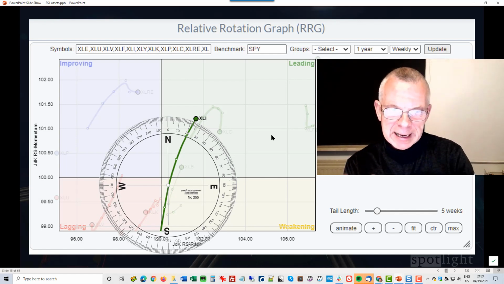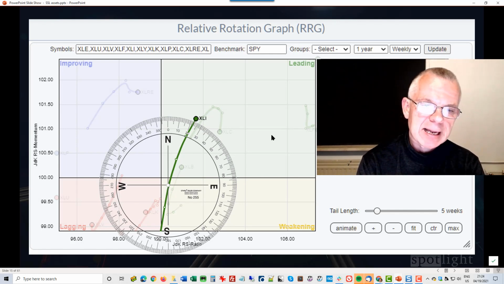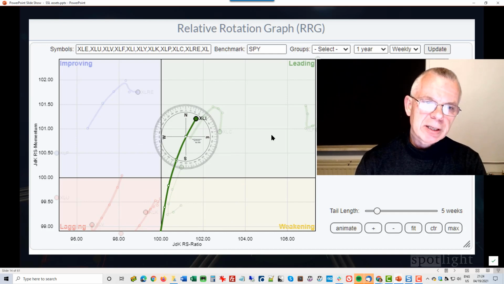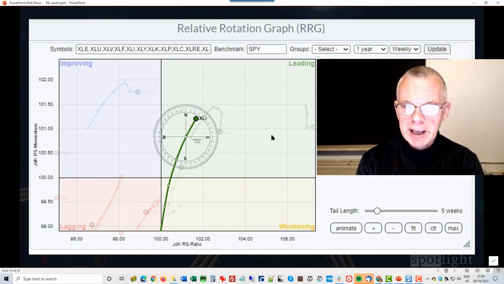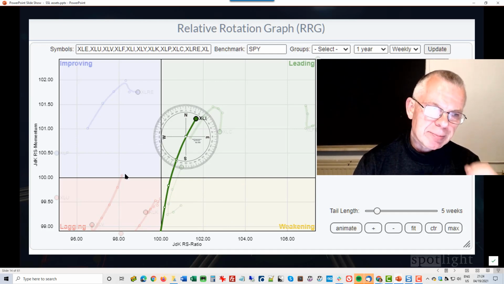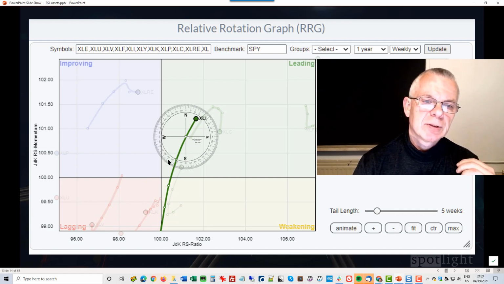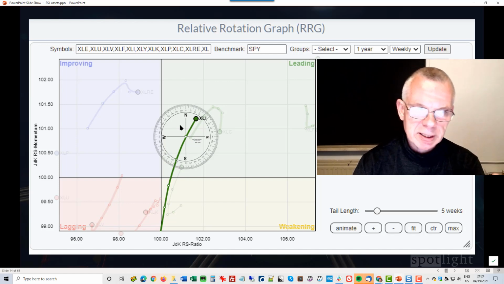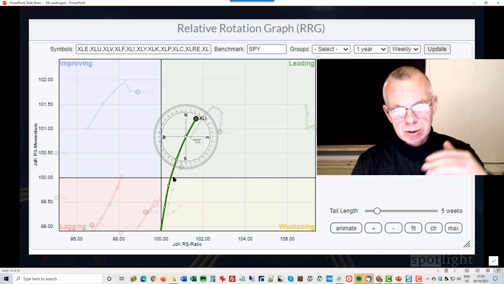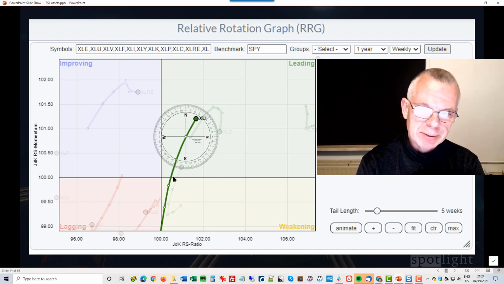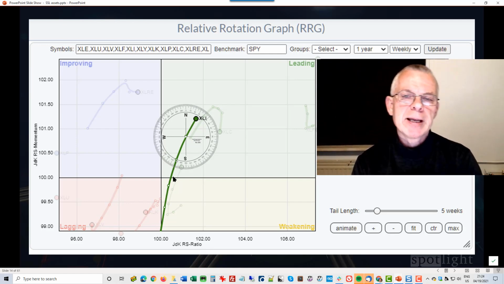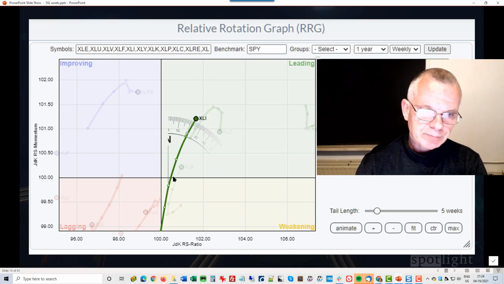So that heading, and what we've learned is that headings between 0 and 90 degrees are usually strong. And why is that? Because it means that the tail is gaining on both axes. It's rising on the RS momentum scale, and it's also rising on the RS ratio scale. And on the RRG, that means that you're pushing deeper into the leading quadrant.